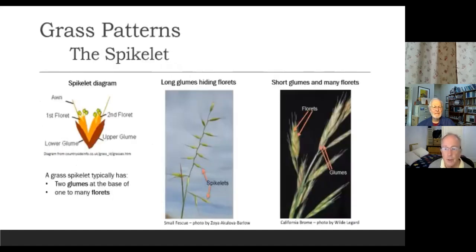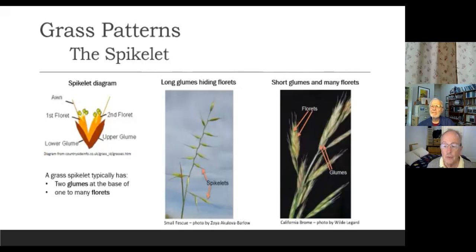Grass patterns. The spikelet. The spikelet is the single defining characteristic of all plants in the grass family. Pine trees have pine cones. Asters have composite flowers. Willows have catkins. And every member of the grass family has spikelets. No other plant has this structure. A spikelet is how grass reproduction is organized.